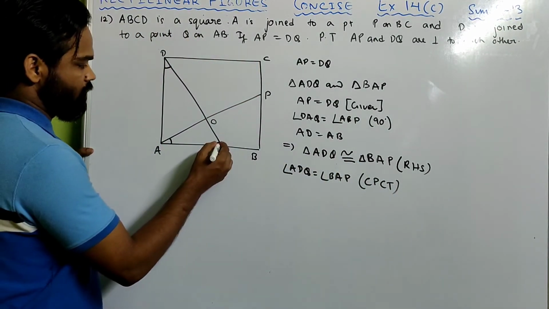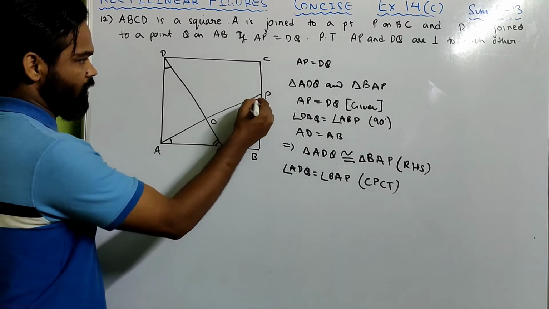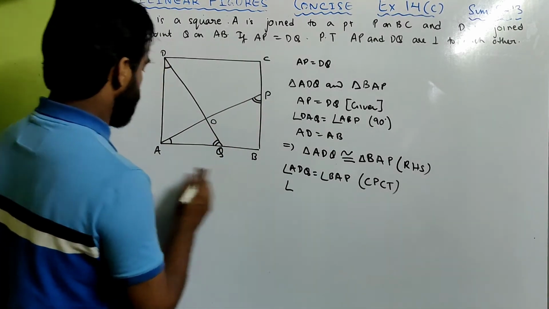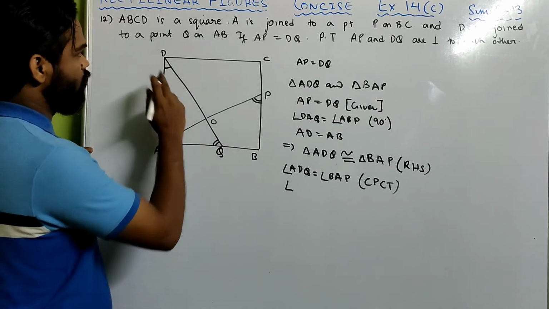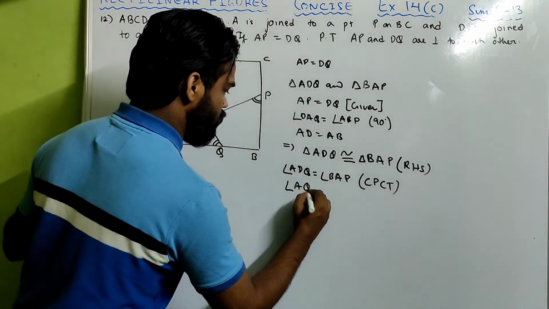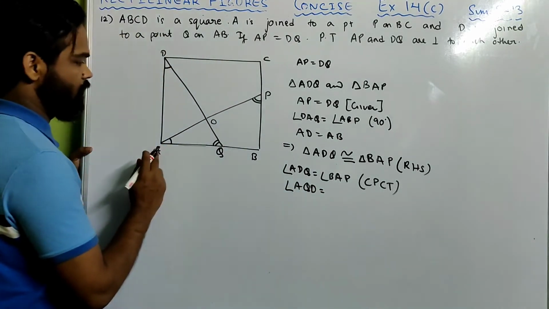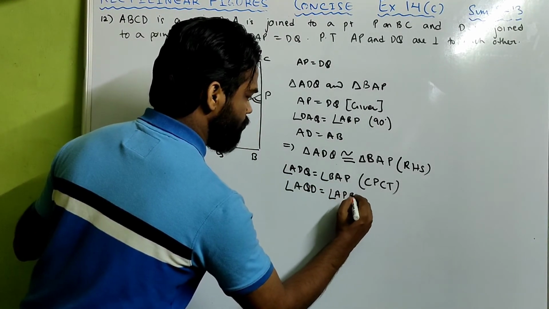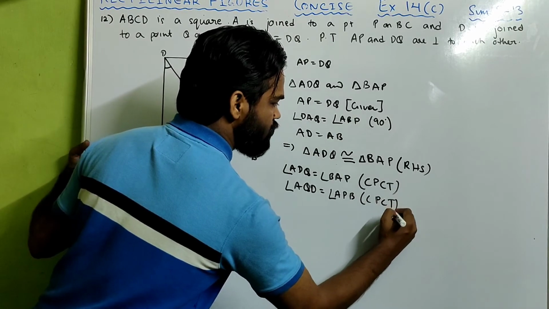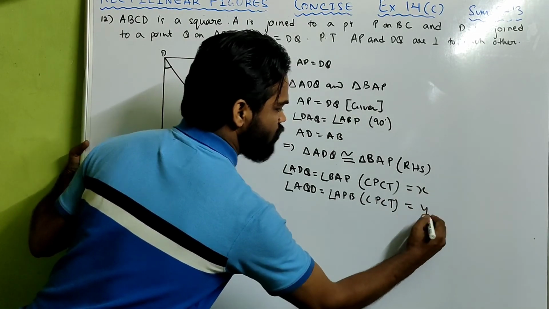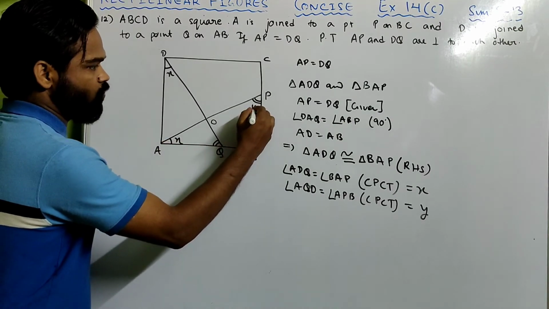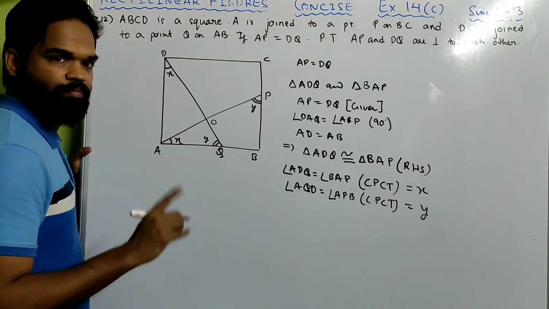Then this angle and this angle will be equal. Again CPCT, angle AQD is equal to angle APB, that's CPCT. Suppose I take this as X, I take this as Y. So this was X, this is X, this is Y, this is Y.